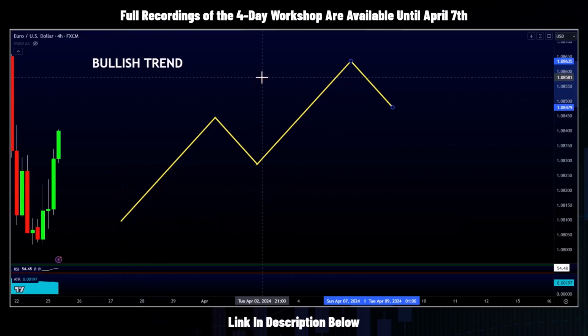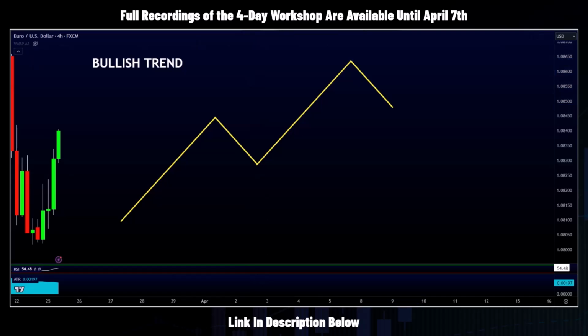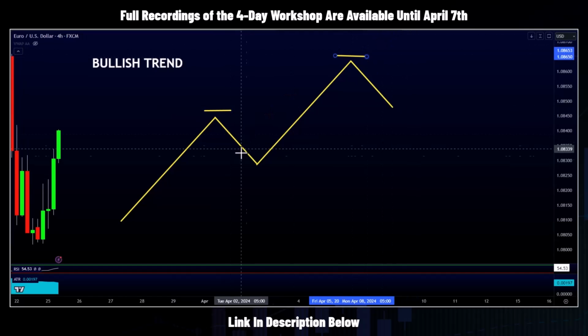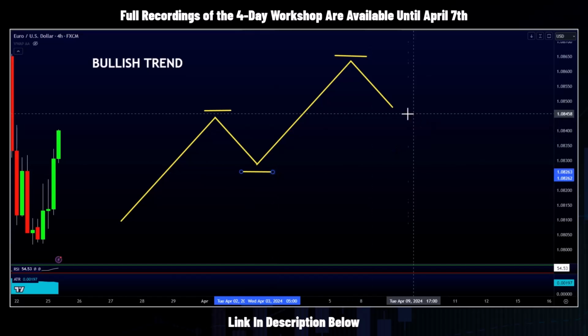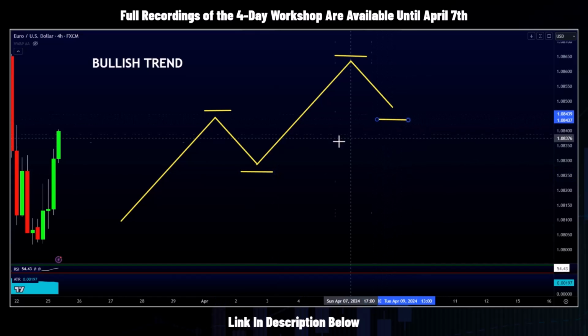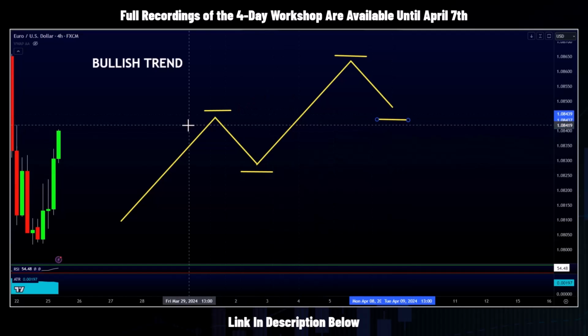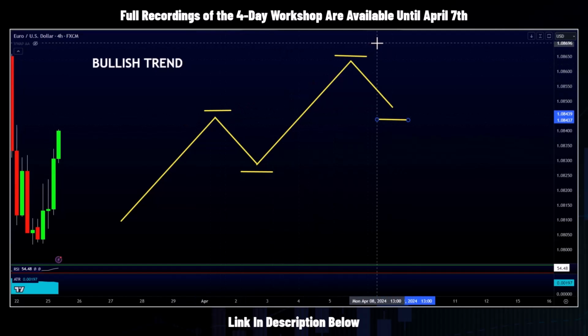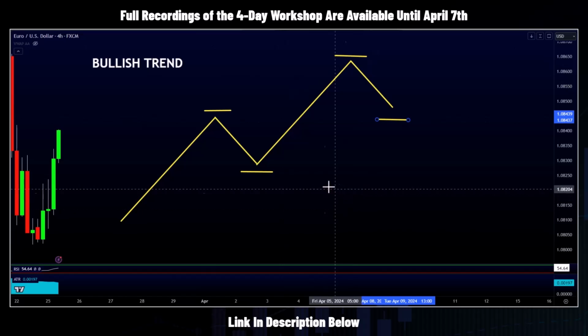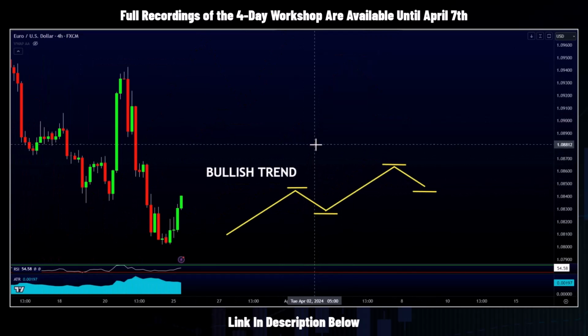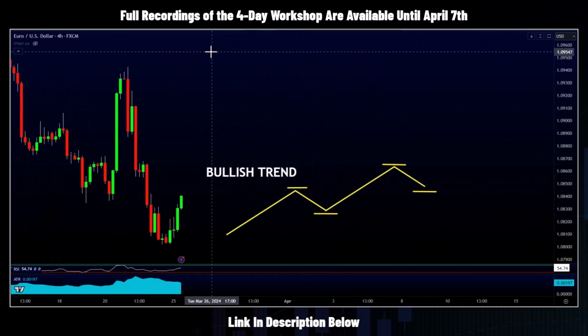Again, we have another way to look at this instead of just extensions and retracements: a series of higher highs and higher lows, right? So here is a high. Here is a higher high. Here is a low. Here is a higher low. If our lows are consistently getting higher and our highs are consistently getting higher, we are going to be in a bullish trend, right?